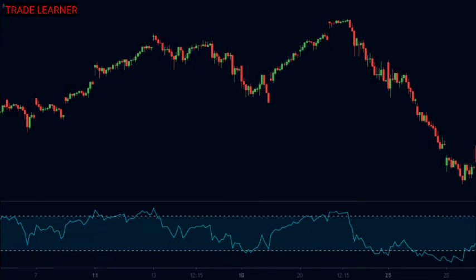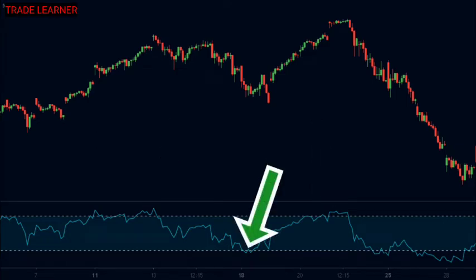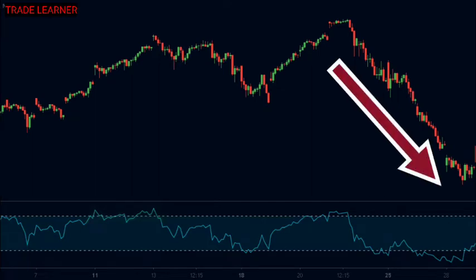The general rules of trading the RSI are: sell when the market is overbought, and buy when the market is oversold. This is a very inappropriate way of trading. The reason is that, in a strong uptrend, the market can stay overbought for long periods of time. Similarly, in a strong downtrend, the market can stay oversold for long periods of time.